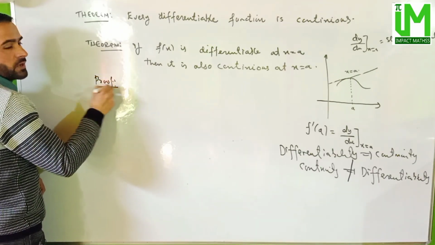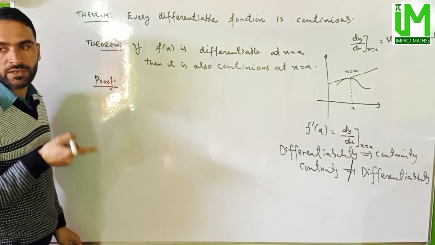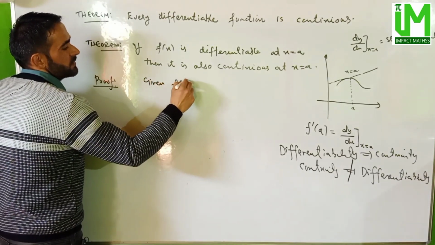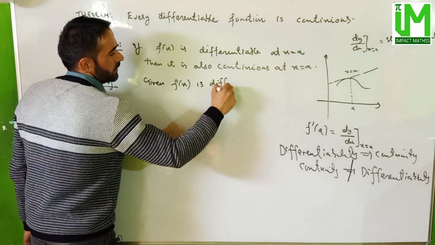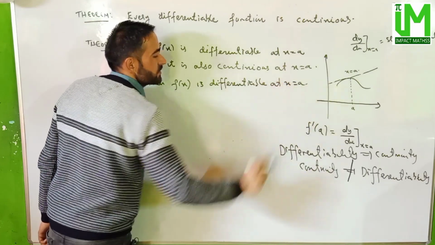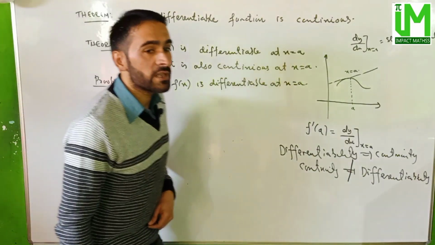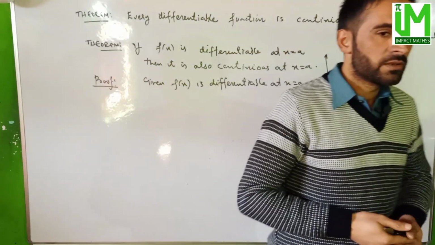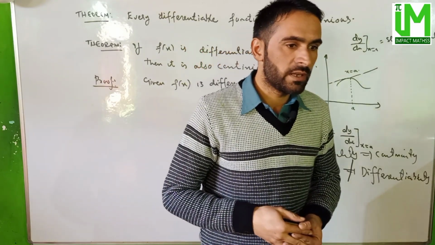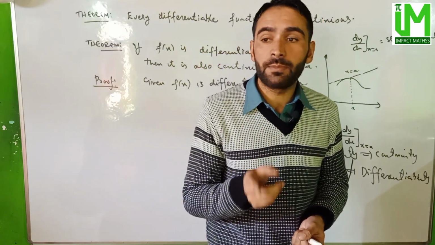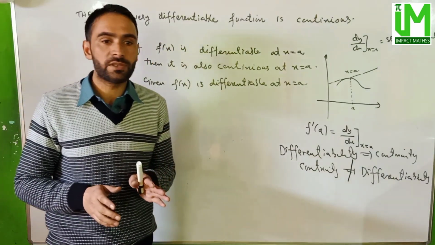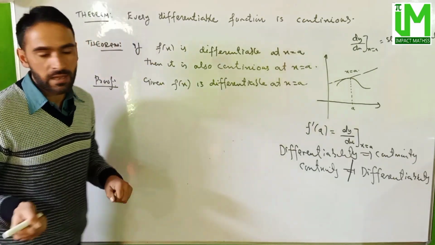assume the function is differentiable. Given that f(x) is differentiable at x equal to a. When do we say f(x) is differentiable at x equal to a? Shabash, Danish. When f dash of a is equal to limit h tends to 0 of f(a plus h) minus f(a) divided by h.